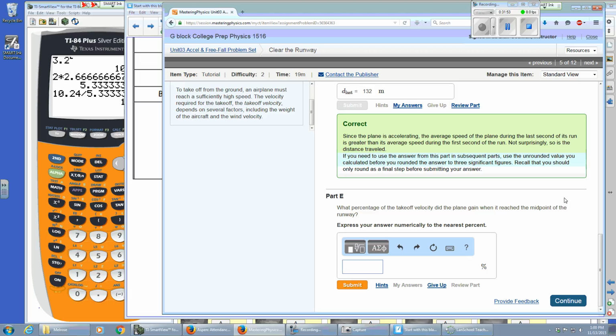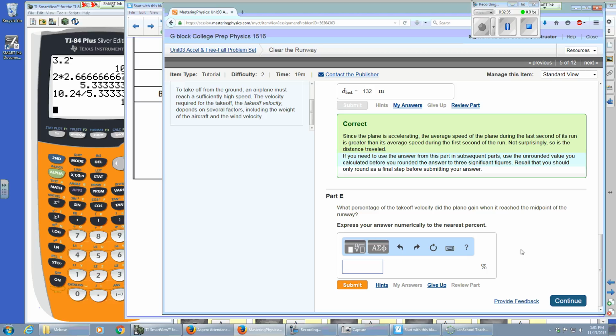Part E. What percentage of the takeoff velocity did the plane gain when it reached the midpoint of the runway? Now this one, you could do this mathematically, but if we put a little extra thought into it, the acceleration is the same every second, right? Mine's getting 5 meters per second every second. But did we reach the midpoint of the runway halfway through the time? No, we reached the midpoint of the runway more than halfway through the time.